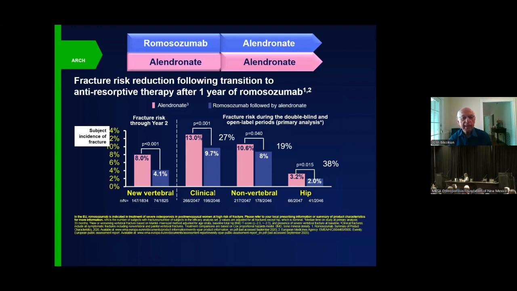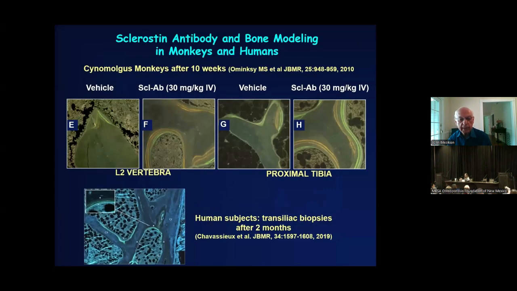So here are the data, the head-to-head showing blue being Romo, pink being alendronate, fracture risk through year 2 on the left, markedly reduced with Romo versus alendronate, and on the right, also, but perhaps not as dramatically, you see further differences in the Romo arm in terms of clinical, non-vertebral, and hip fracture.